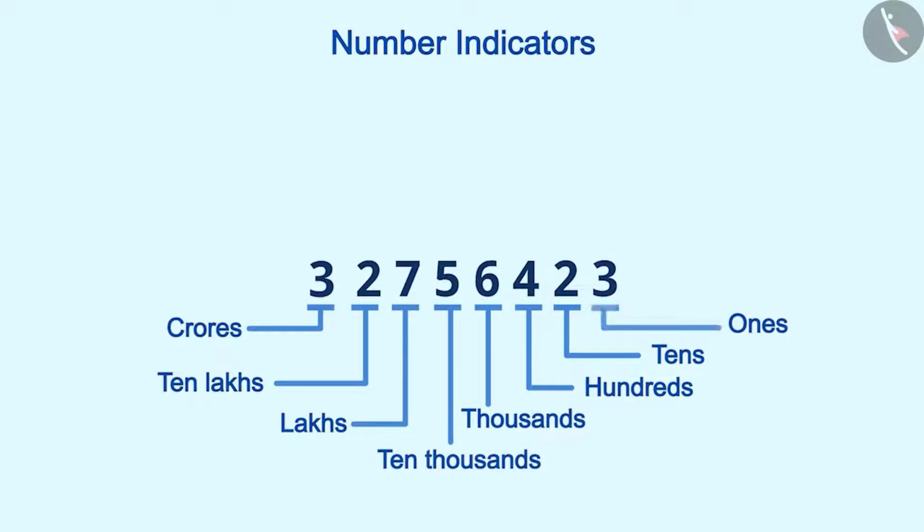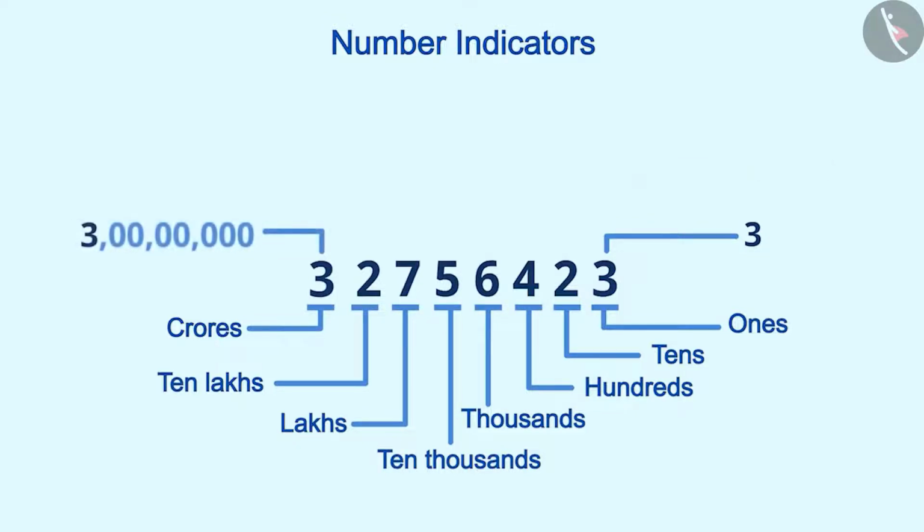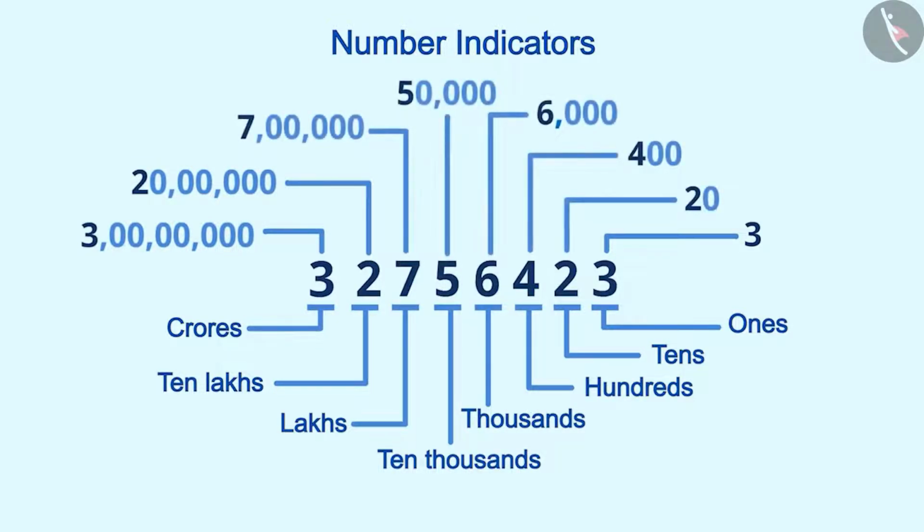You might remember that the value of a digit based on its place is called the place value. Can you find the place value of this 3? Think about it. Since this 3 is at crores place, its place value will be 3 crores. Place value of 2 will be 20 lakhs. Similarly, the place values of remaining digits can be written like this.